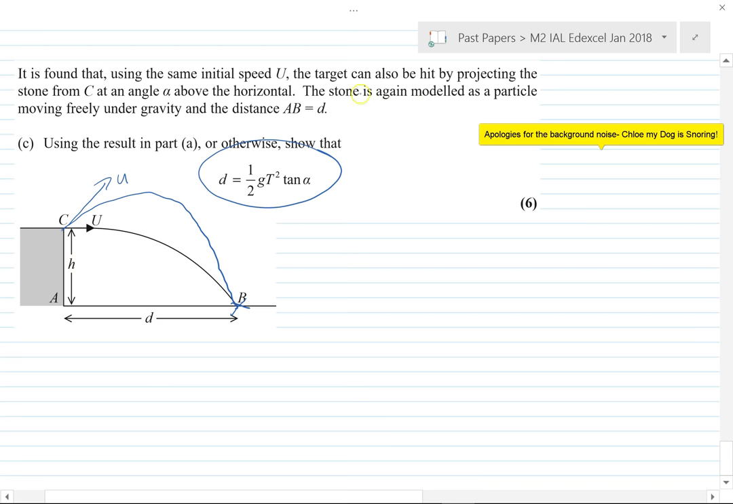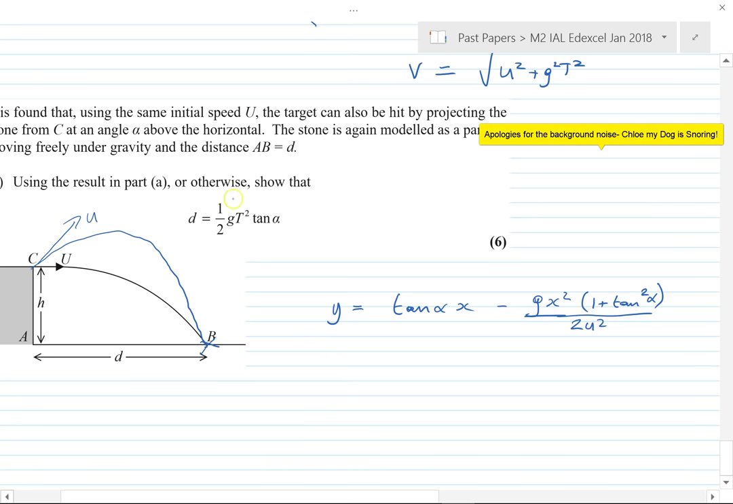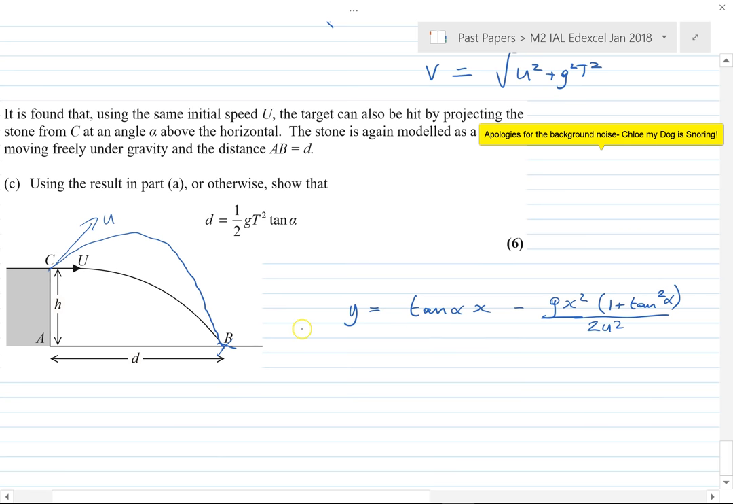It does give us a bit of a hint. It tells us to use the result in part A. So I'm just going to pull down the result from part A and then proceed from there. So there it is. It's given us a hint to use this, so we better use it. So how are we going to use this to start off with? Well, at this point, if we call this point 0, 0, this point here has x coordinate d and y coordinate minus h, because it's gone h downwards. So we're just putting d and minus h in here. So we can say minus h is equal to tan alpha x minus g, well, not x, it's d now, isn't it? So let's put the d in front: minus g d squared (1 plus tan squared alpha) over 2u squared.